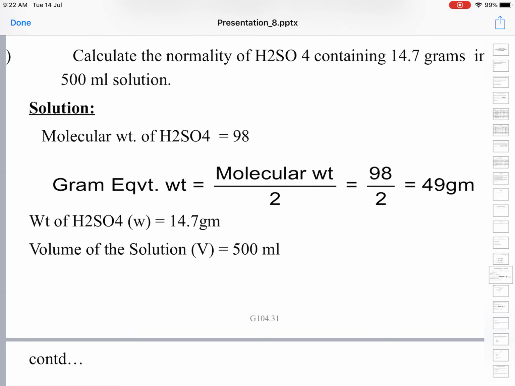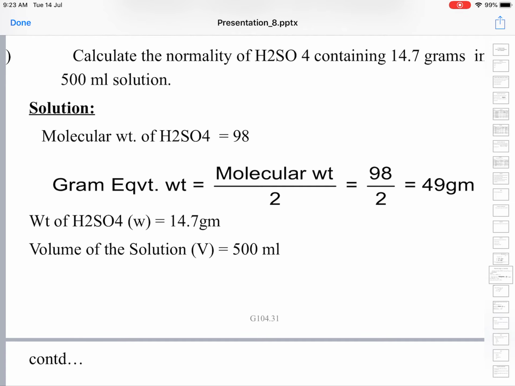To calculate the equivalent weight of sulfuric acid: H2SO4 ionizes into 2H+ and SO4 2-. So, there are 2 replaceable H+ ions, so its basicity is 2. The formula for gram equivalent weight is molecular weight of acid by basicity, that is 98 by 2, which is equal to 49 grams. The gram equivalent weight of sulfuric acid is 49 grams.